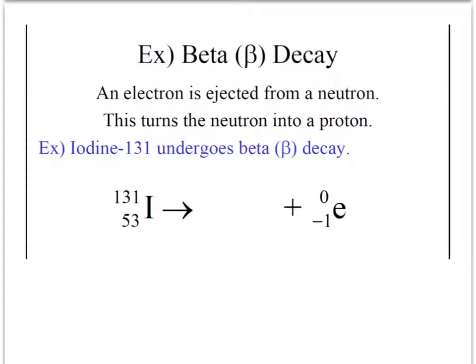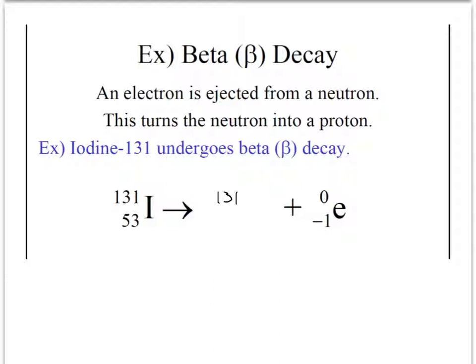An example of a beta decay. So here's iodine-131 undergoing a beta decay. So within this iodine atom, one of the neutrons within the nucleus is going to decay. It's going to eject a beta particle, which is this electron that we've drawn right there. And when it does that, it's going to form a new element. So let's do the math here. If we have 131 and we lose 0 nucleons, we are going to have remaining 131 nucleons. So that's not going to change.